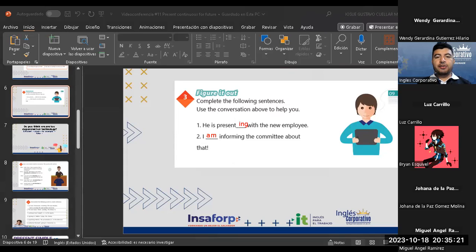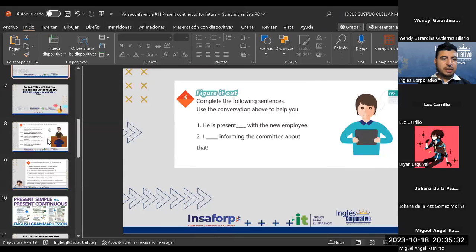Okay. So for this, we're going to have a conversation to have a very clear idea, para tener una mejor idea sobre esto. It's am because inform the verb is E-I-N-G. Sí, el will y el going to no lo vamos a usar. Yo lo puse solo como ejemplo. Aquí el verbo to be es el que va. Am, is, are. Aquí era presenting. Sí, recuerden cómo les dije.